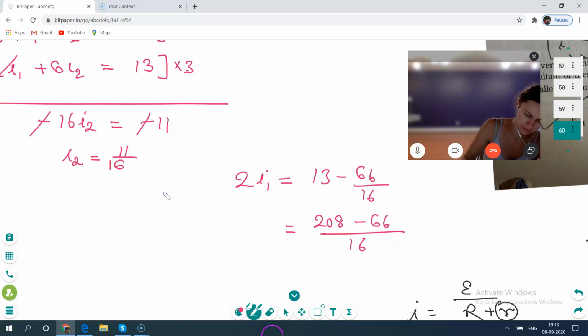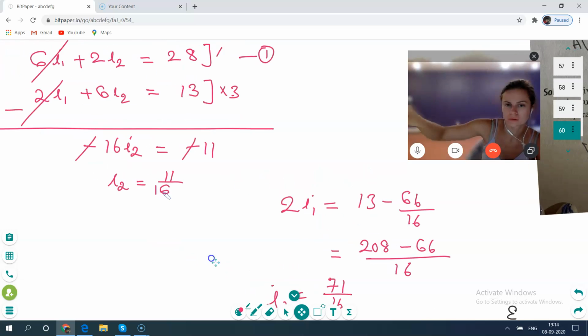Okay, I1 is equal to 142 divided by 2, is 71. 71 divided on 8. 208 minus 66, 66 is going to be 142. And then you divide on 2 is going to be 71 by 16.